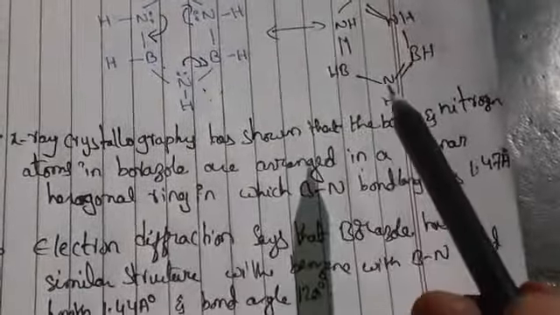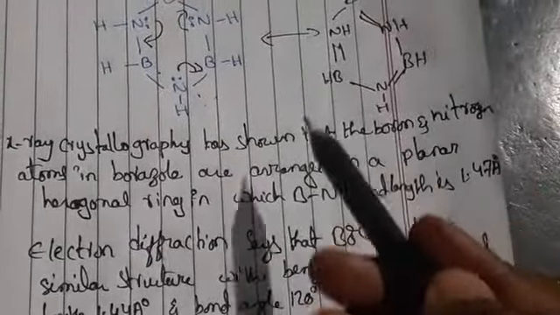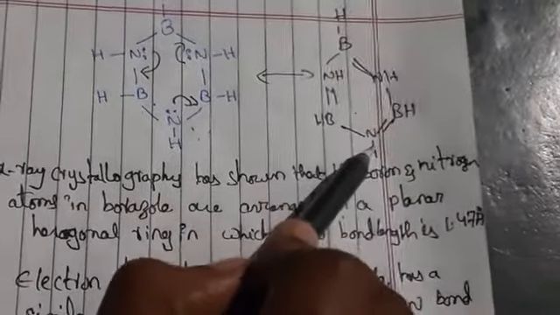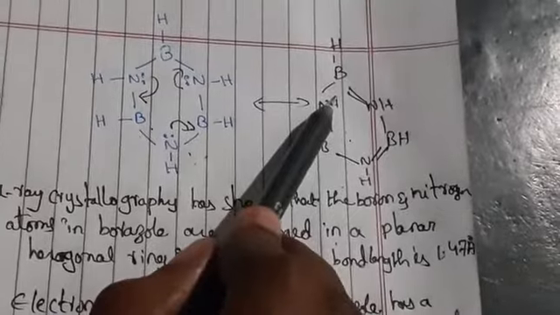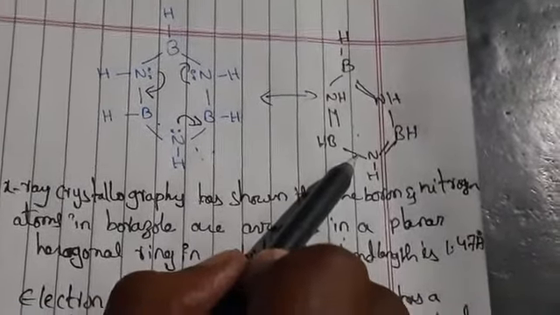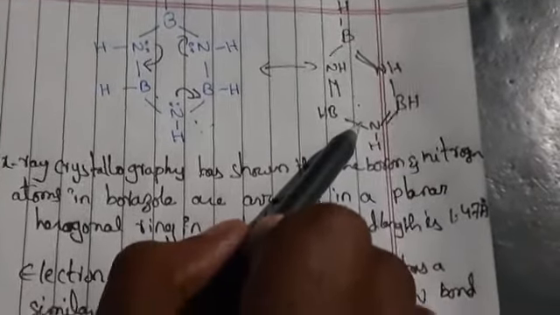Coming to bond angle, why are we saying bond angle? Because here it is sp2 hybridized. So like benzene, it is also sp2 hybridized and it has bond angle 120 degrees. The single bond distance is 1.54 angstroms and the double bond distance is 1.36 angstroms, like the benzene ring. So here the structure may be represented like this, as we have studied.